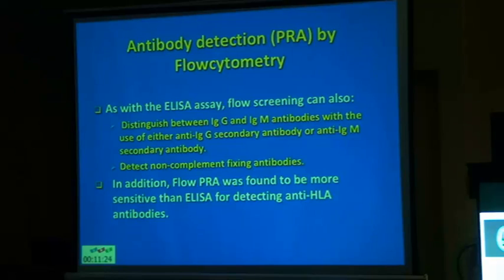Antibody detection by flow cytometry, as with the ELISA assay, flow screening can also distinguish between IgG and IgM antibodies with the use of either anti-IgG secondary antibody or anti-IgM secondary antibody, and detect non-complement fixing antibodies. In addition, flow PRA was found to be more sensitive than ELISA for detecting anti-HLA antibodies.